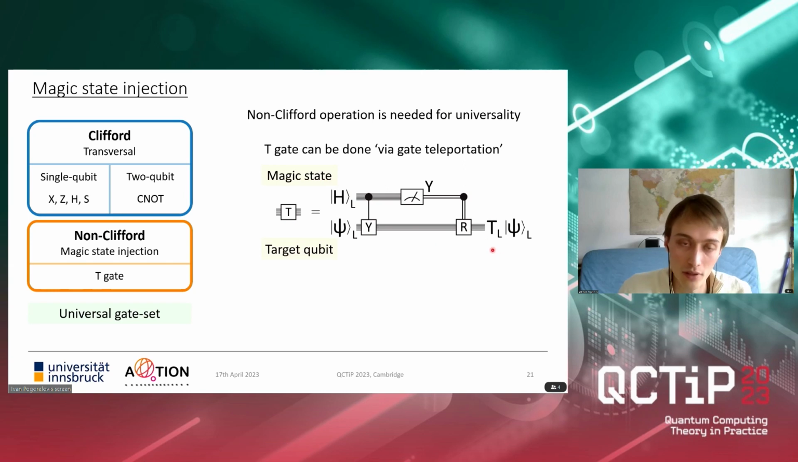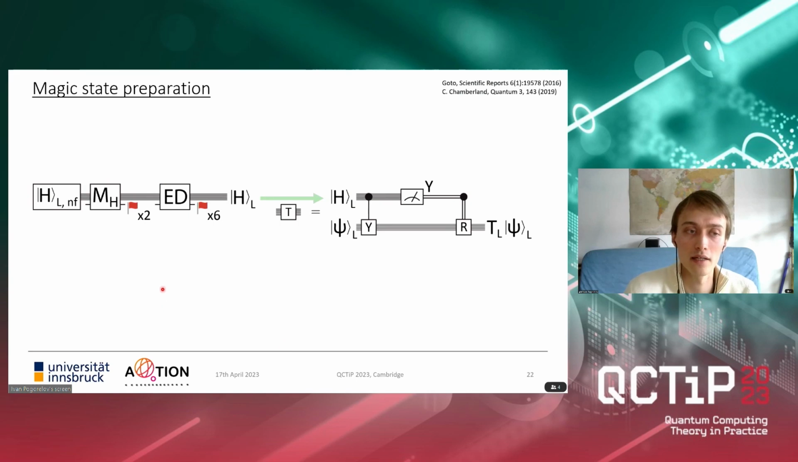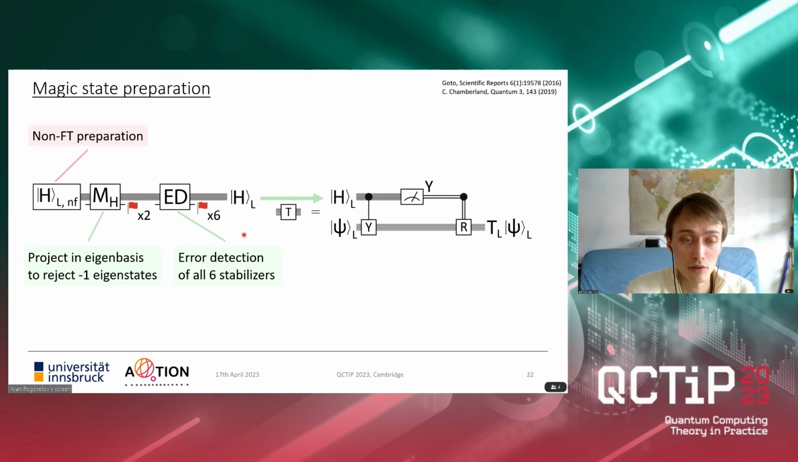our target qubit. The main problem here is that this magic state is relatively hard to create, and also we need to make sure we create it fault tolerantly so it doesn't have dangerous error propagation. We'll do it in a similar way we treated logical zero preparation. We'll prepare it non-fault tolerantly, and then we will introduce a couple of flag checkups, which will allow us to discard states which have dangerous error propagation.